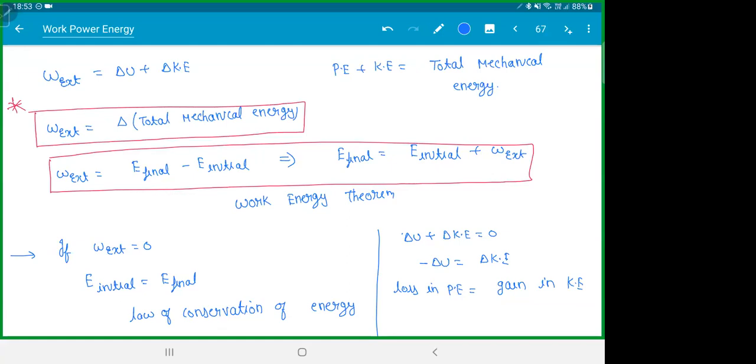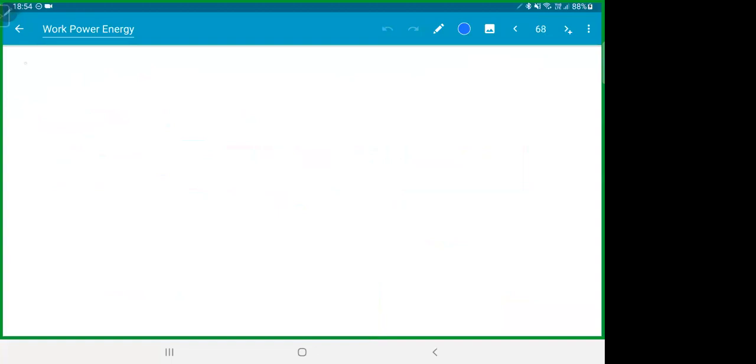Yeah, can I go ahead? Now tell me one thing. What if I take a non-inertial frame? Is work energy theorem valid in non-inertial frame? Technically, it is not, but you can make it right.